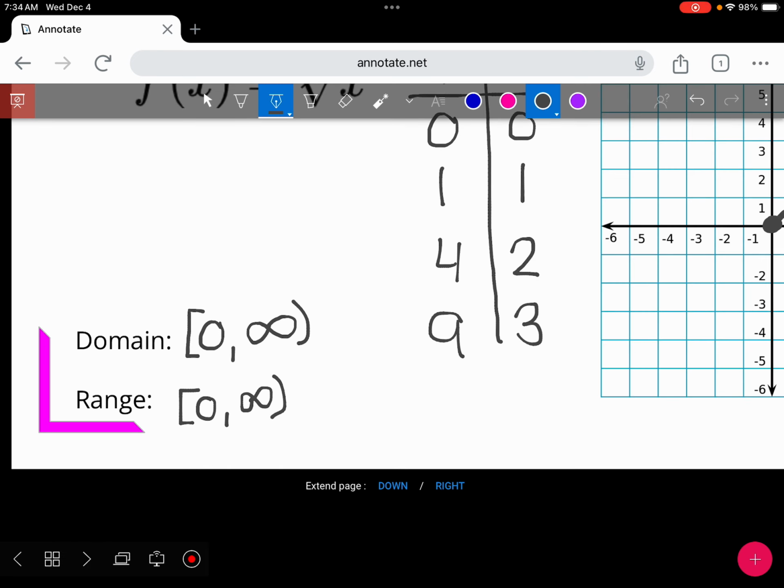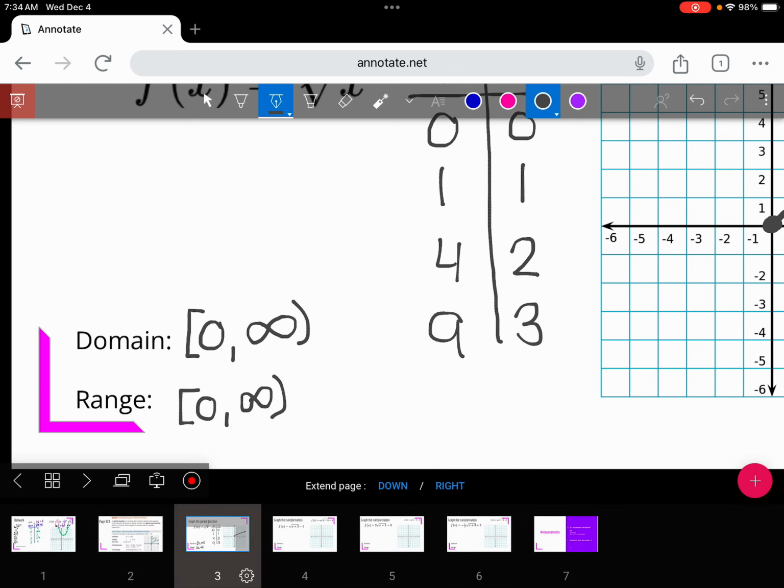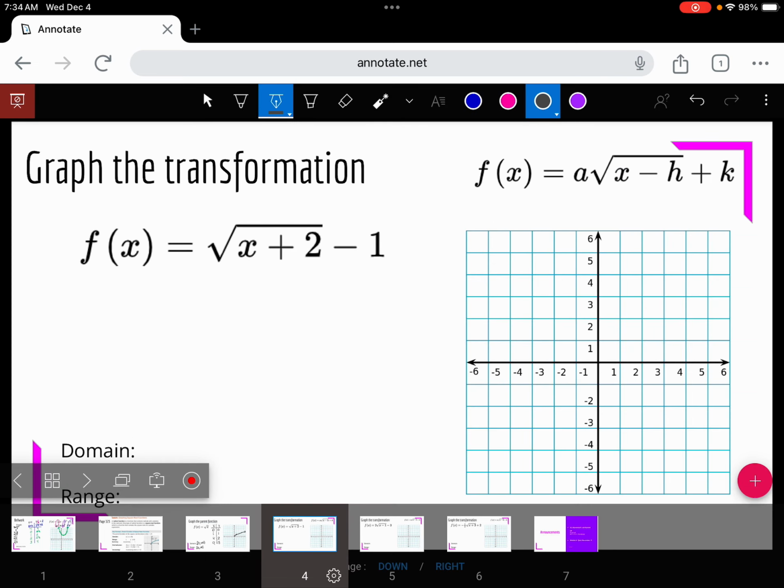Because A, H, and K are going to be how we do our transformations here. And A, H, and K have the exact same jobs they've had in every single other graph we've ever used them in. They work in the exact same way. They process the exact same way. We've just got to know where they are.